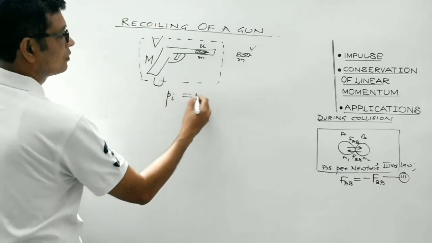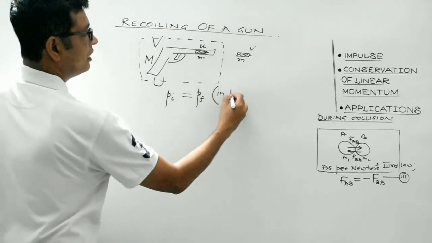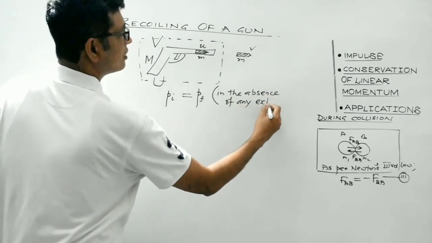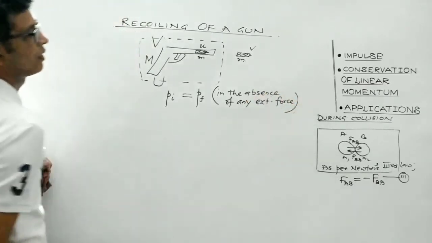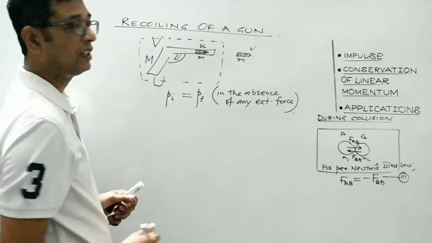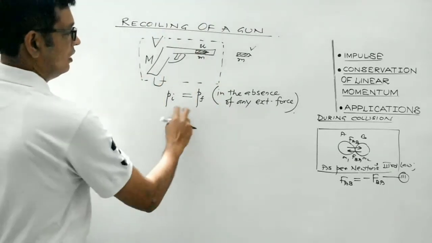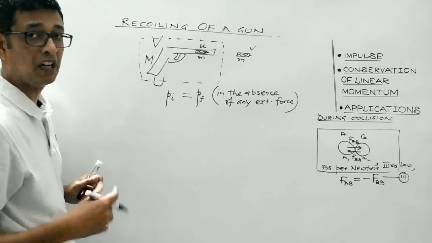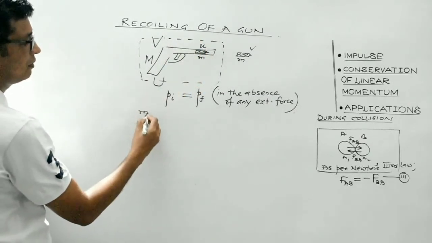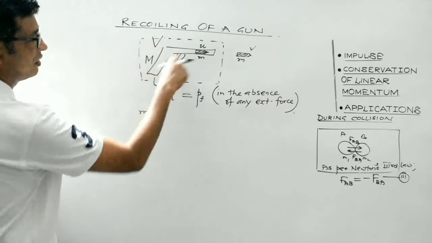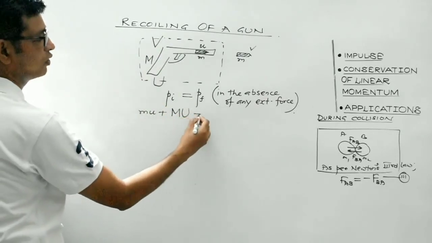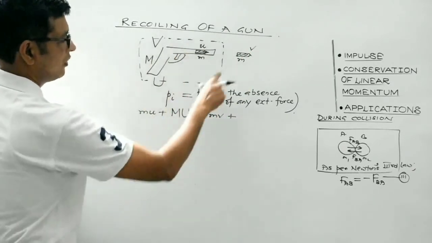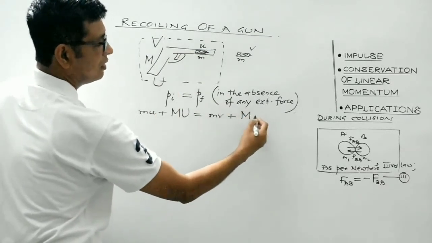So initial momentum must be equal to the final momentum in the absence of any external force. This is internal force, right? No external force is acting, right? So, in this case, the initial momentum of the system, comprising the bullet and the gun, right? Momentum is mass into velocity. So initial momentum of the bullet is mass into initial velocity. Initial momentum of the gun is mass into its initial velocity. And what about the final momentum? Mass into final velocity, plus the final momentum of the gun would be mass of the gun multiplied by its final velocity.